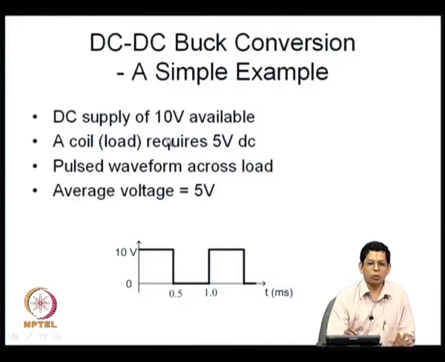Let us say you have 10 volt DC available and you have a load which requires 5 volt DC. Now, how do you do that? Well, one thing you can always do is you can have a potential divider, and 50% of the voltage can be dropped and 50% could be applied, but the potential divider has resistances and there is going to be considerable power that is dissipated in the resistors.